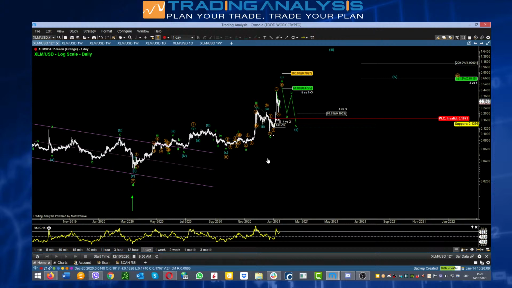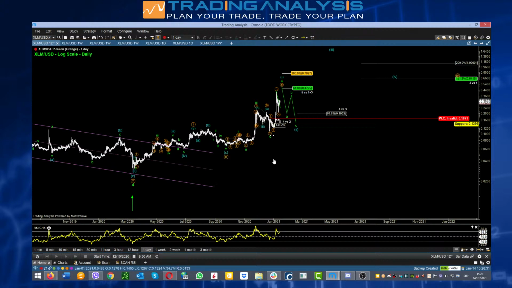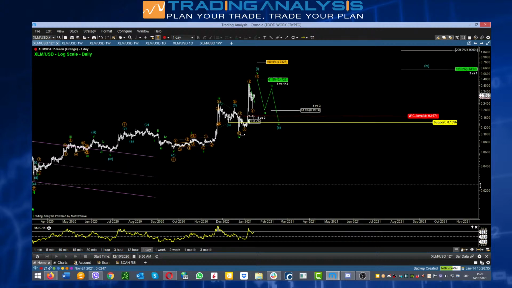We also have something which is a wave degree violation. So this wave 2 cannot be larger in value than this wave 2 here, because this wave 2 is of a lesser degree. Therefore, it has to be just a small corrective pullback and then a further continuation. So this is another piece of information that we use. So I subdivided this into a 5-wave move.